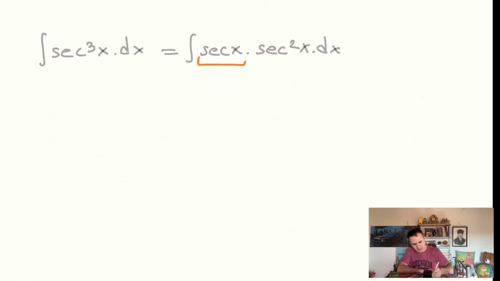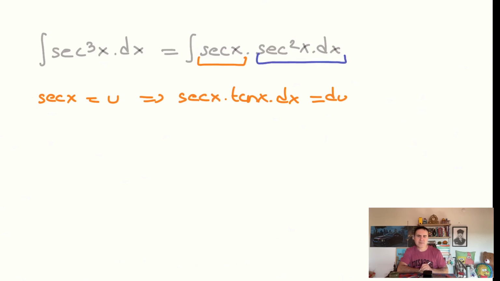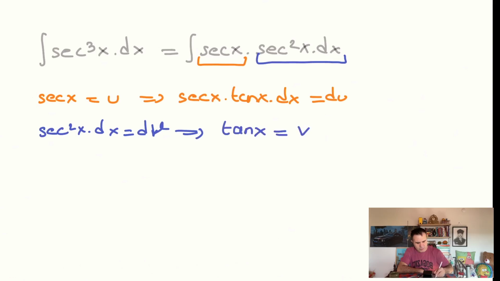We will say here secant x equals u. Then the derivative of secant x is secant x tangent x, times dx is equal to du, and we say secant square of x dx is dv again. Secant square of x dx is equal to dv. Then since the derivative of tangent x is secant square of x, we can say that tangent x is equal to v. Okay, and we are using again the integration by parts.